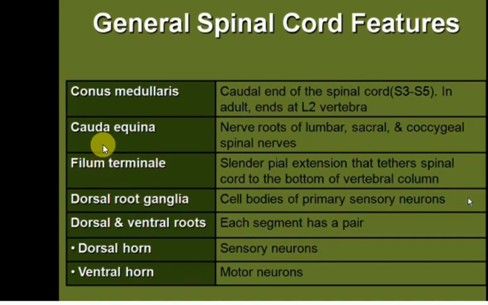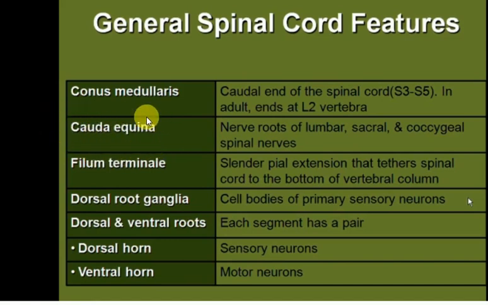So the cauda equina, these are the ventral and the dorsal roots of the lumbosacral and coccygeal spinal nerves, which emerge from the conus medullaris, and they exit through their respective intervertebral foramina to supply their respective areas. And cauda equina means the tail of a horse. Equinus means horse. Cauda means the tail, the caudal end of the horse.